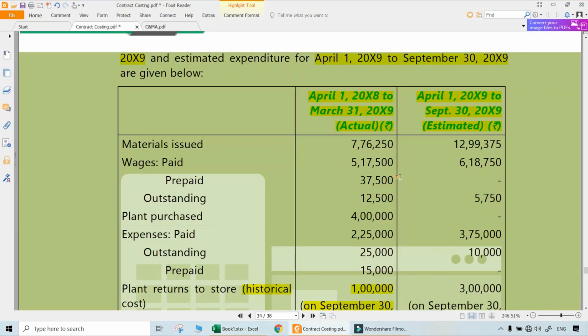Okay. Whatever is prepaid or outstanding, that will be the only adjustment now. That should get automatically adjusted in the next year, so we don't need to do that adjustment now. Plus and minus again does not make sense.